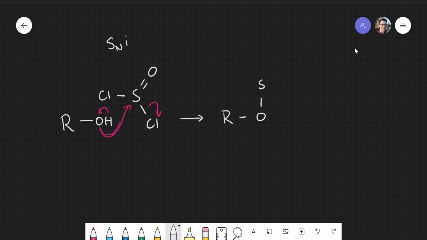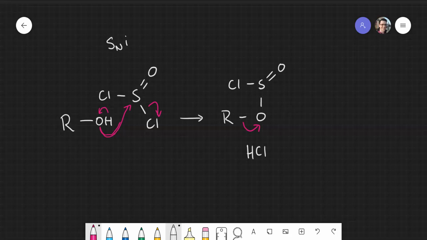Oxygen is now bonded to sulfur, which has one chlorine and a double bonded oxygen. The hydrogen and chlorine actually leave as HCl. Okay, and this is where this mechanism is different than other nucleophilic substitutions. Eventually, it's energetically favorable for this oxygen to break away from the carbon.